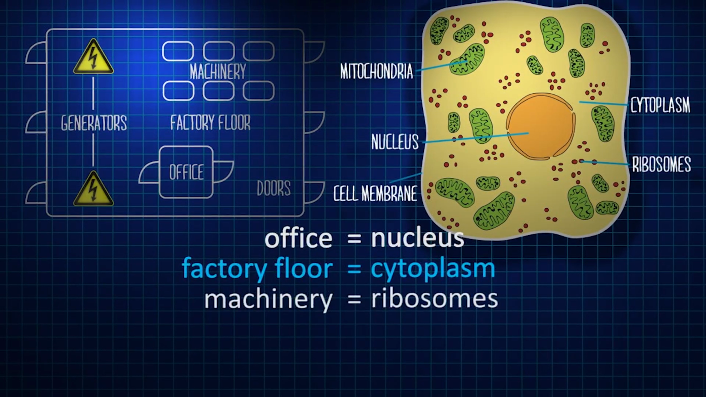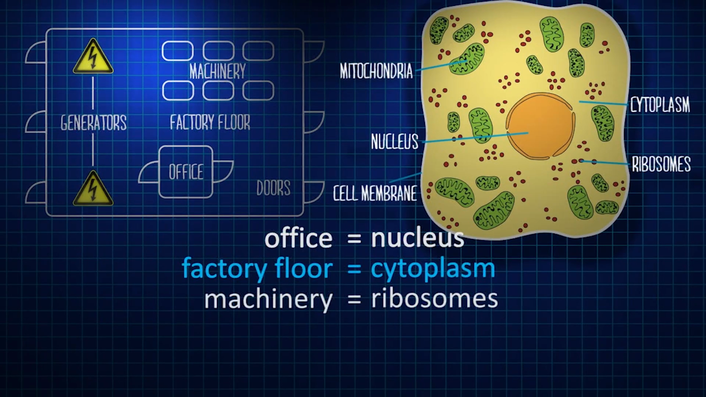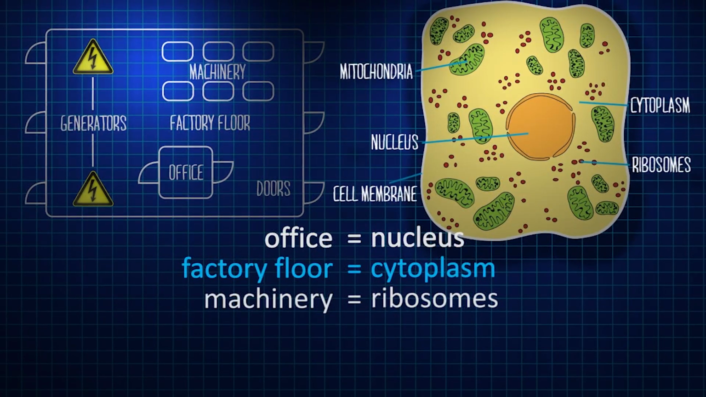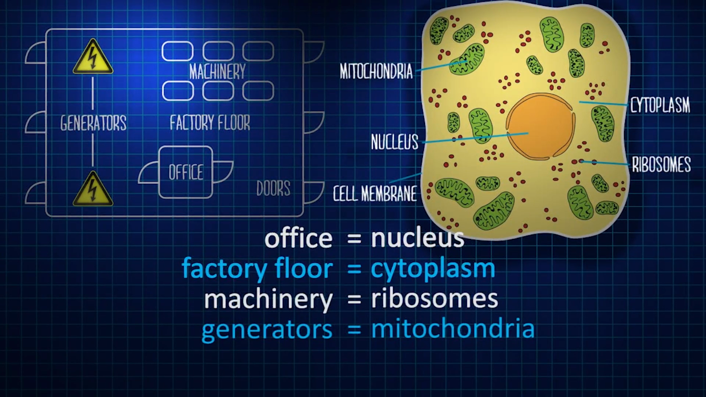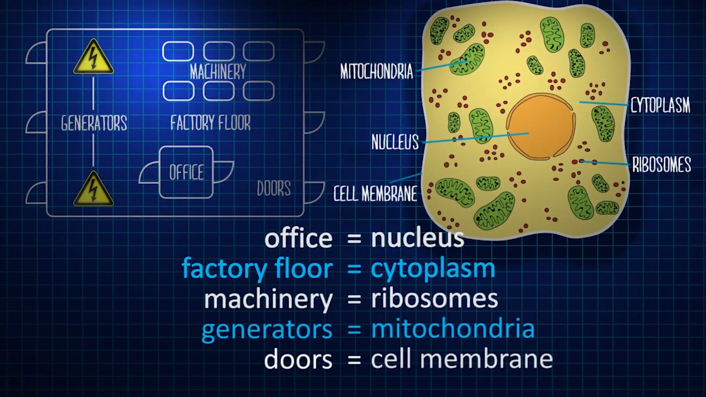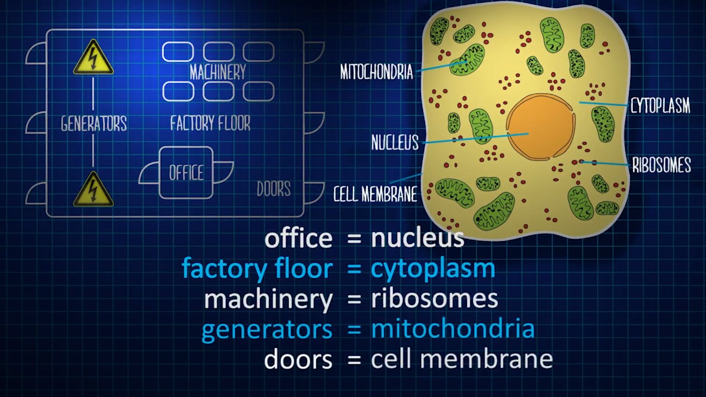The machinery is a lot like the ribosomes. This is where some of the products of the cell are produced. The generators are similar to the mitochondria. These release energy, much like the generators release energy for the factory. The doors are like the cell membrane. They control what goes in and what comes out.